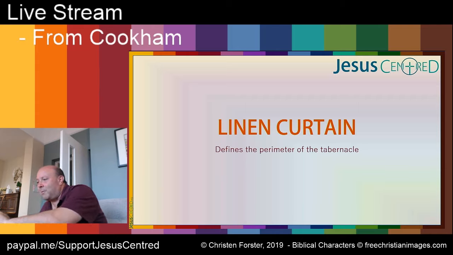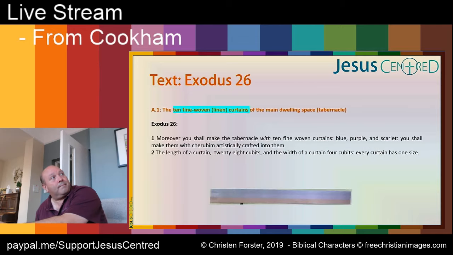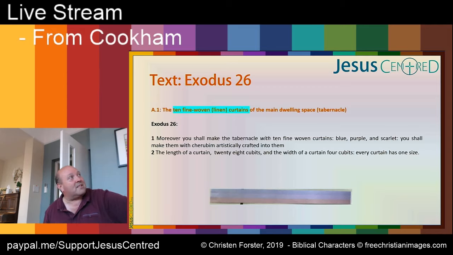Let's just go to Exodus. So I've got my version as well. Exodus 26 verses 1 and 2. So moreover you'll make the tabernacle with 10 fine woven curtains, and normally within that fine woven you'll find that's turned into linen or fine weaved linen or something like that. And it's certainly true that linen would be the kind of thing that in the ancient world was the thing that you got the best quality from. So blue, purple and scarlet you shall make them, with cherubim artistically crafted into them.